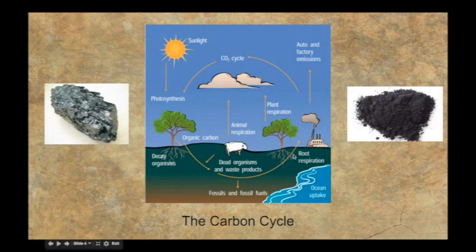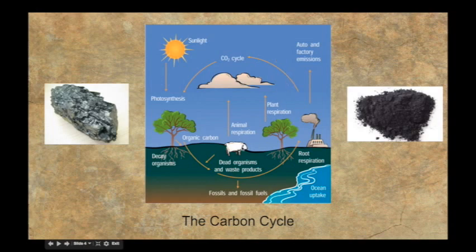Only recently have we been altering that. We take carbon out of the ground, we dig it up as coal, or we pump it up as oil, and we burn it. So we are artificially taking carbon that was stored in the lithosphere and pumping it back into our atmosphere. This is our carbon cycle in general.